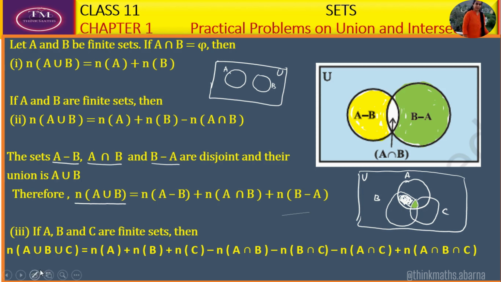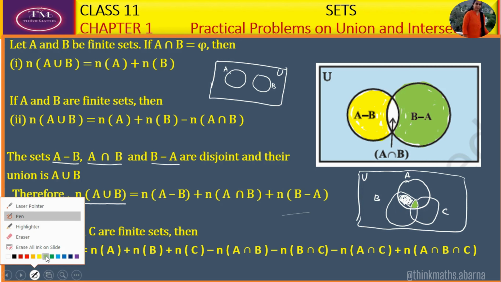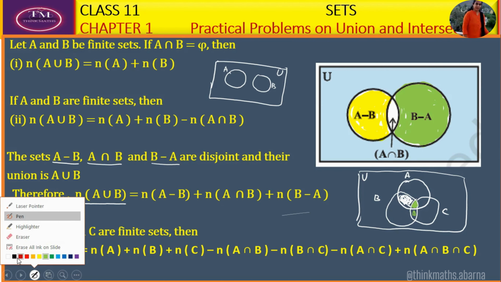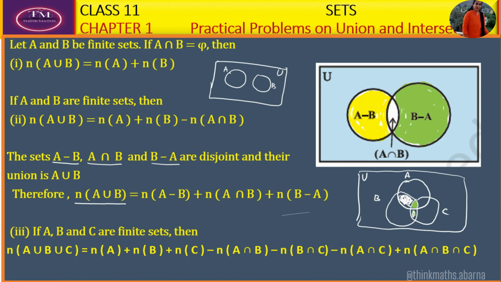So all the three are overlapping here. This portion is, I'm sorry, this portion is B intersection C and this portion is A intersection C. Okay. So this portion is A intersection B, A intersection C and B intersection C. So in all the three we have A intersection B intersection C. So we have to add it here. Okay.